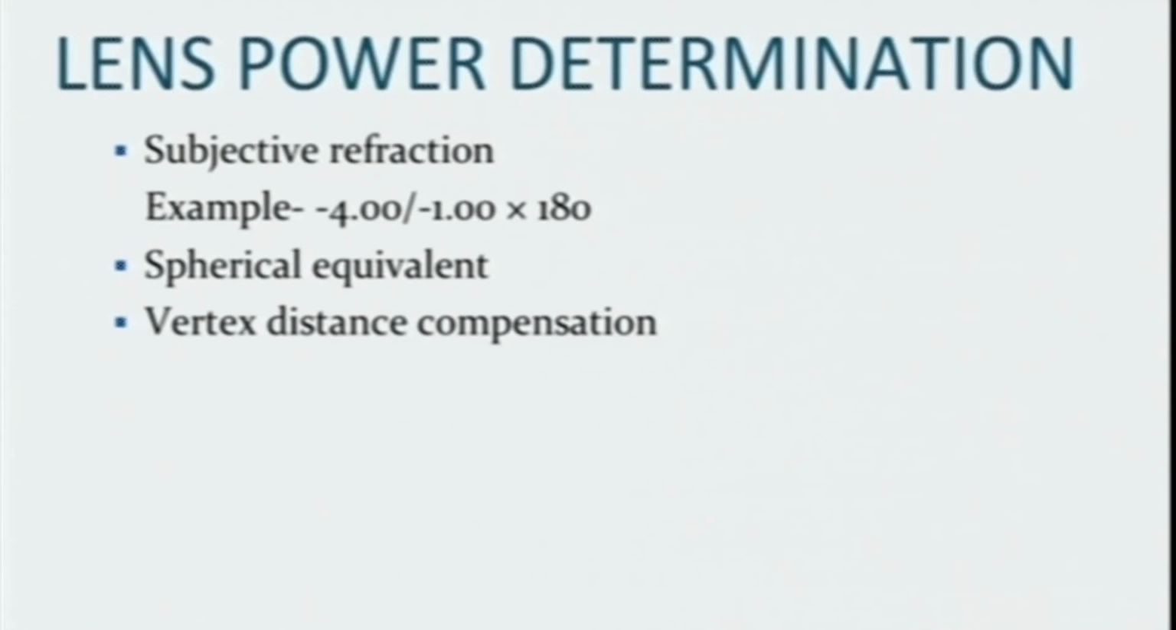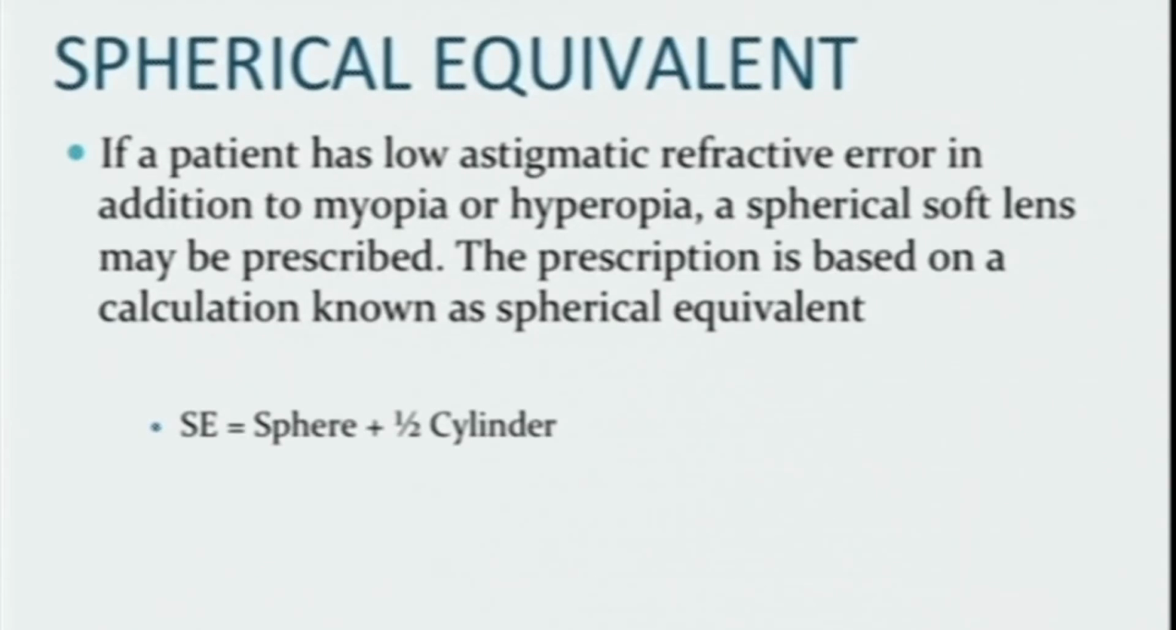How do you determine the lens power? If, for example, the subjective refraction is -4 with a -1 cylinder at 180, the spherical equivalent can be given. And because it is 4 diopters, you will have to go for a vertex distance compensation. For this vertex distance compensation, you have a chart, you can take it from there. And what is the spherical equivalent? If the patient has a mild astigmatic power, you can take half a cylinder of the power from the astigmatic correction and then add it to the sphere, and that becomes the spherical equivalent.